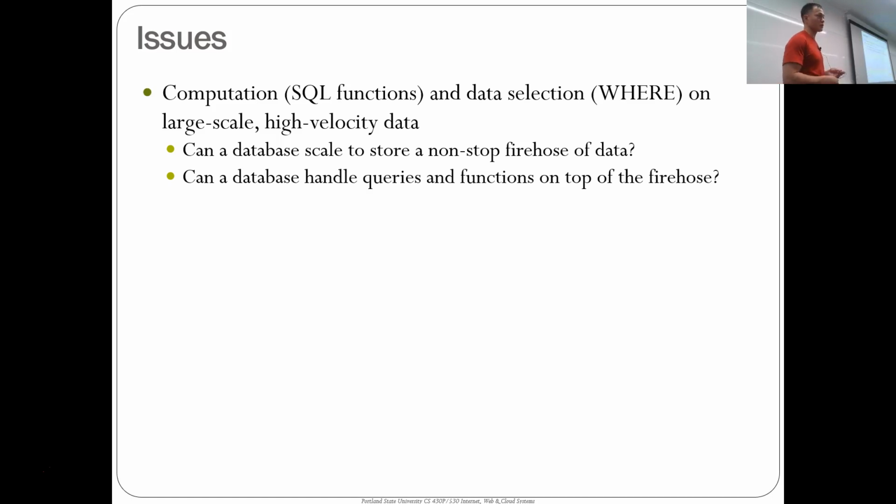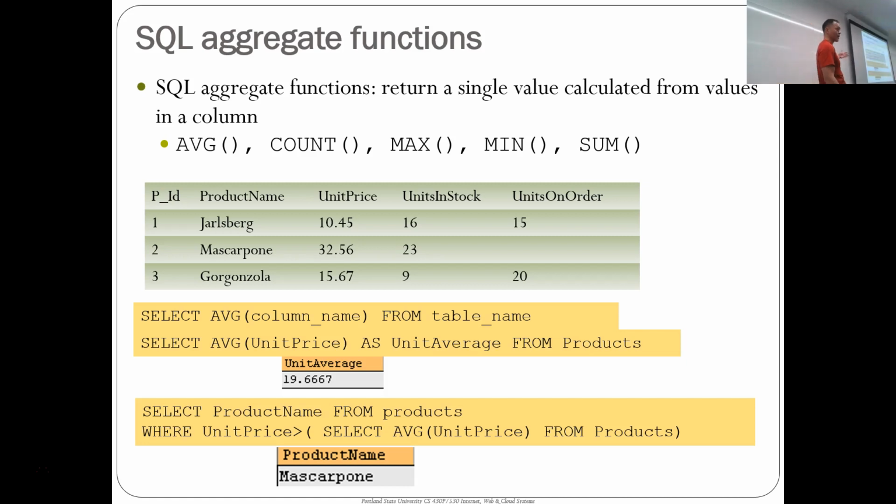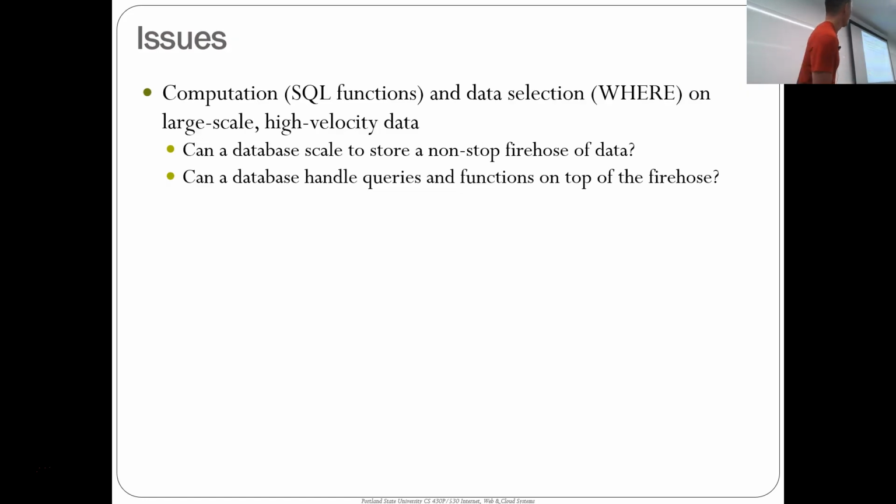So the issue with doing this, if you can think about an enormous table with a bunch of data that keeps on having entries added to it, this is a problem with SQL databases. This is very painful for a SQL database to go through if you have a massive amount of data that's continually being updated. So we call that a fire hose. And fire hose data sources is what we have on the internet. Like, the data doesn't stop. And so can a database scale to store a nonstop fire hose of data? And then can a database handle queries and functions on top of that fire hose? So this is an issue.